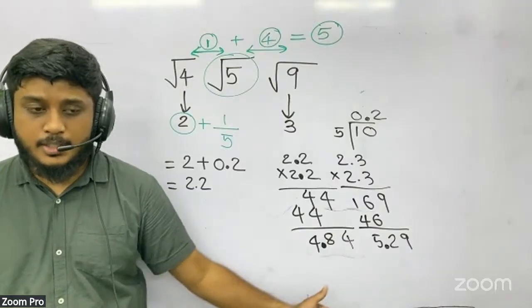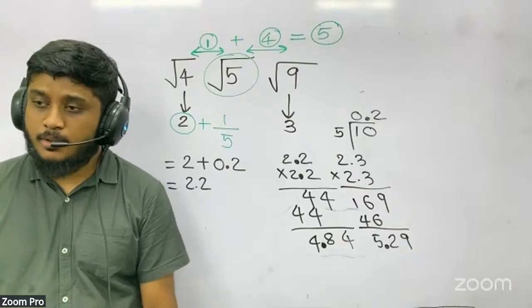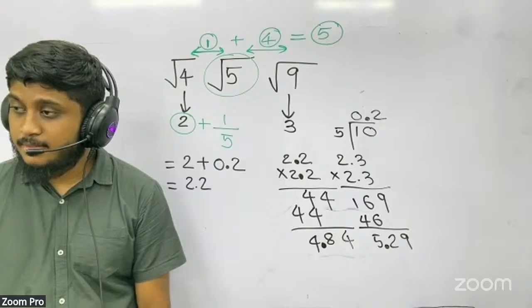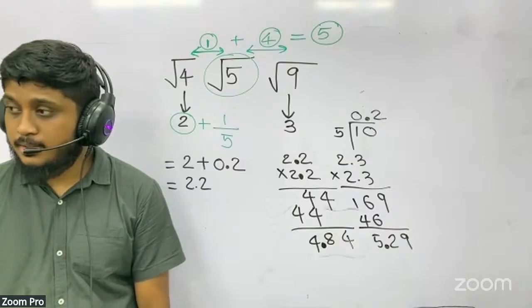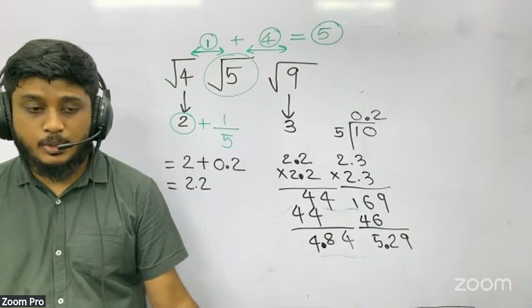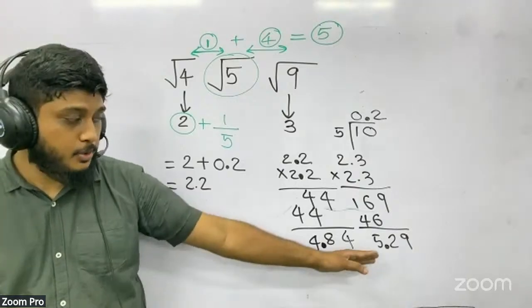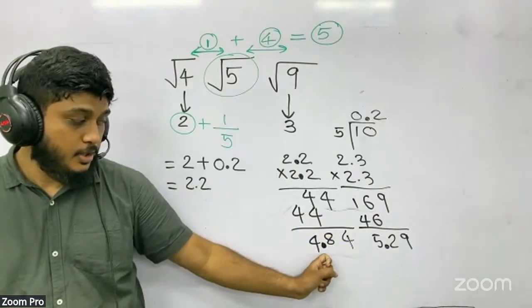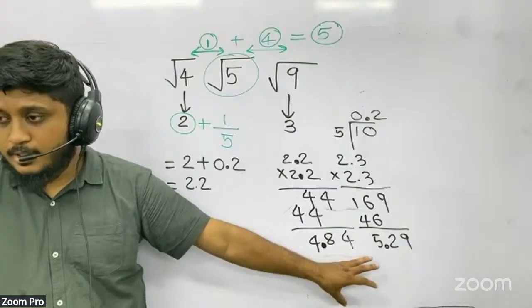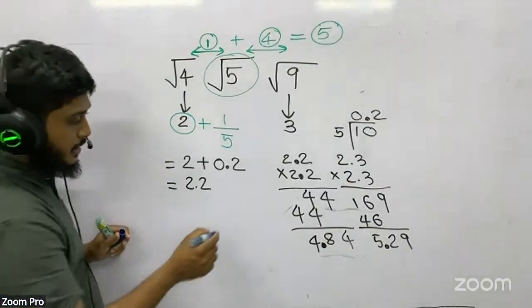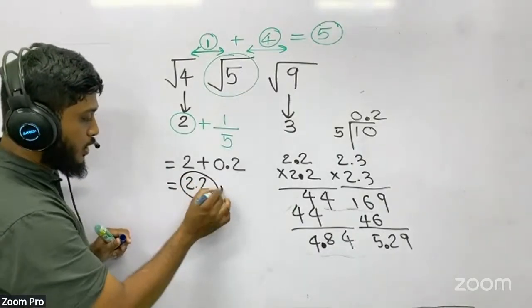Now out of these two values, which one is closer to 5? 4.84 or 5.29? 4.84 should be closer to 5. Why? 5.29 has a 0.29 gap. Here there is only a 0.16 gap. So this is closer. Therefore, whichever is closer, under that number we write the answer. So we are selecting 2.2; it won the game.